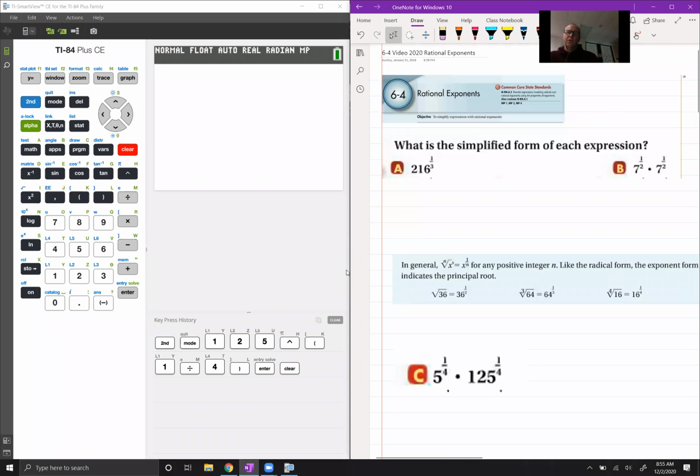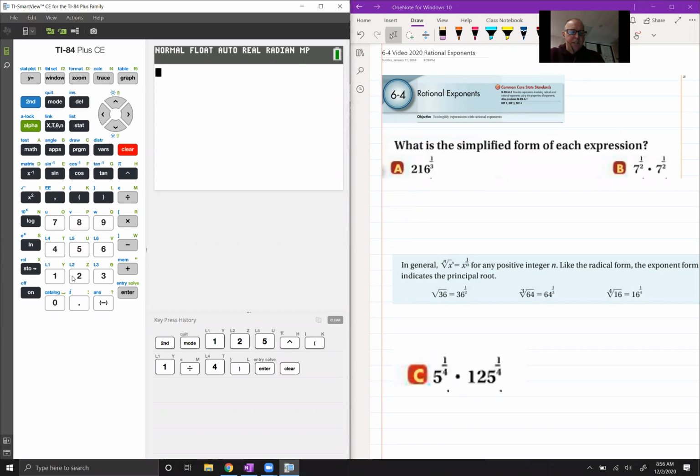Hey there, Algebra 2. We are going to work with rational exponents. Remember, rational numbers are fractions, so that means we're going to put a fraction in the exponent. I have my calculator up here as well, so I can show you how that works. So let's clear out all this mess that we had before.